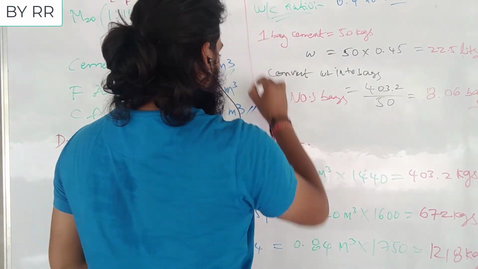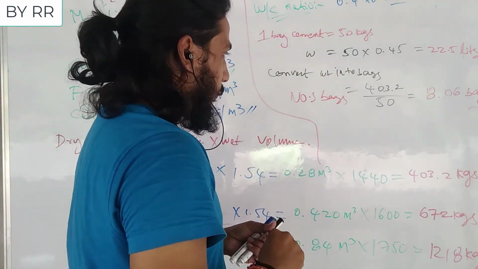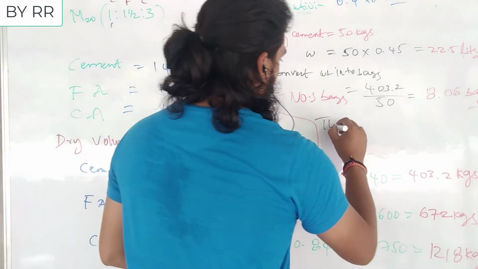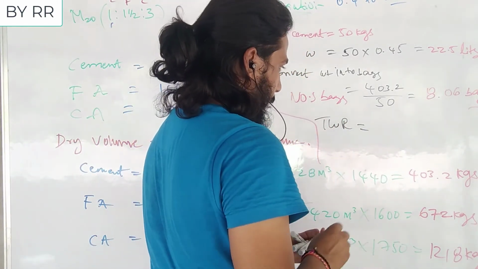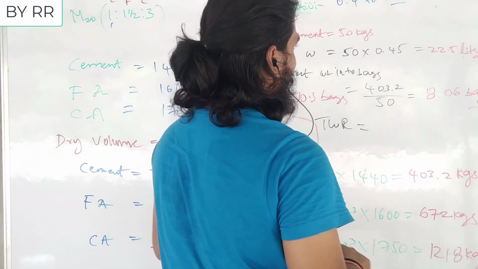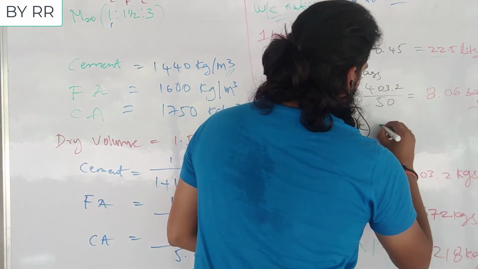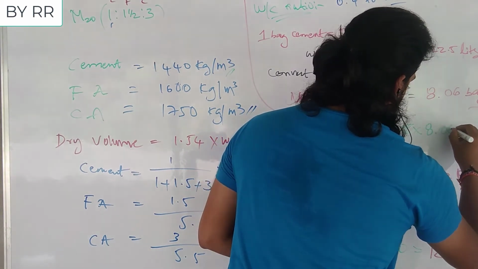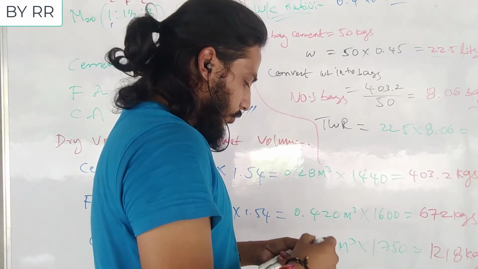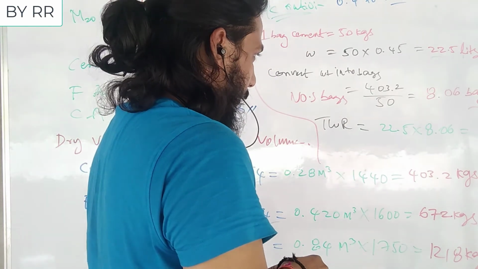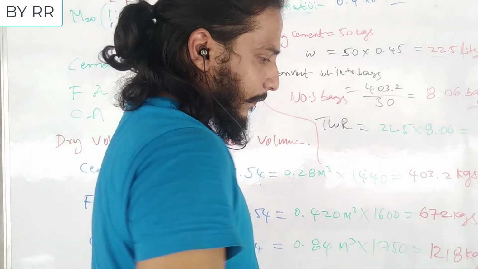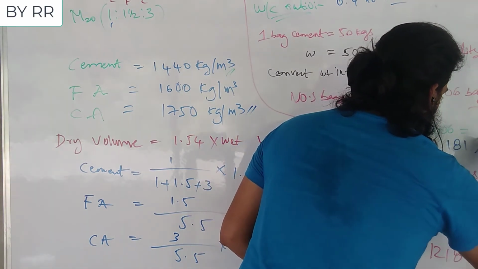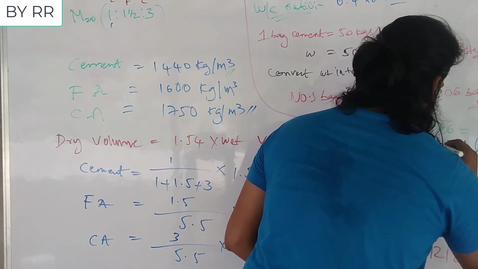So for these 8.06 bags, we need to find out the total water required. Total water required equals 22.5 into 8.06, which equals approximately 181 liters of water.